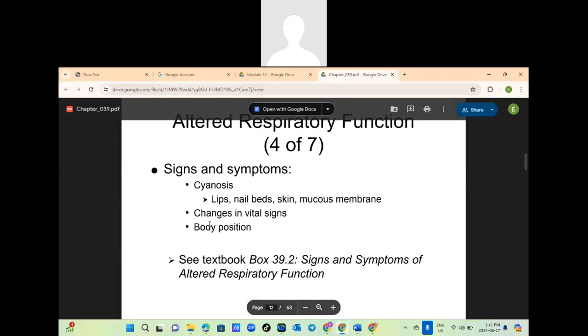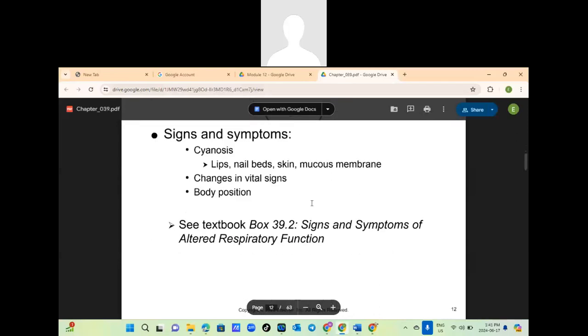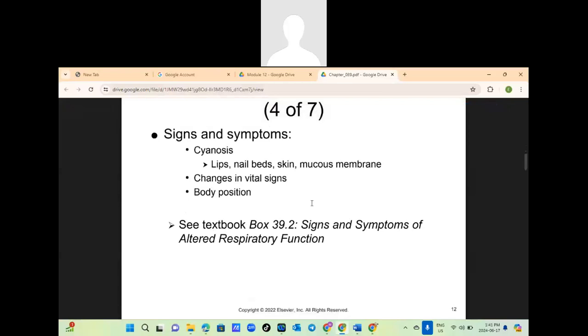Cyanosis. You use your eyes to look for a bluish color of the lips, nail beds, skin, and the mucous membrane, for example inside the mouth. Also observe changes in vital signs and body position. Is the person sitting upright, or leaning forward or hunched over a table in order to breathe properly? And of course for the chest pain, you're going to ask the location.